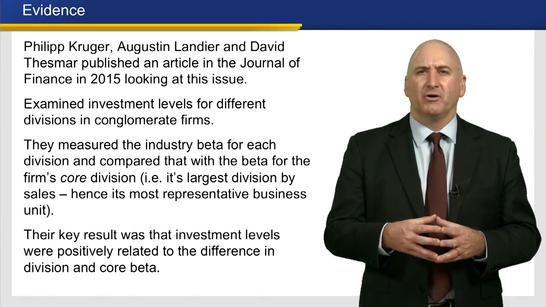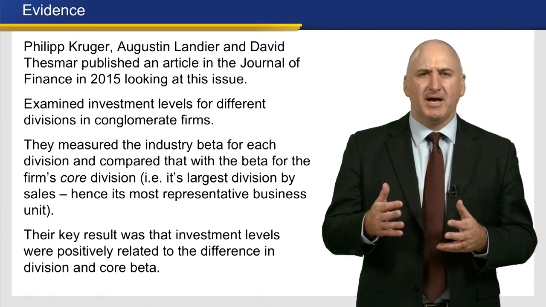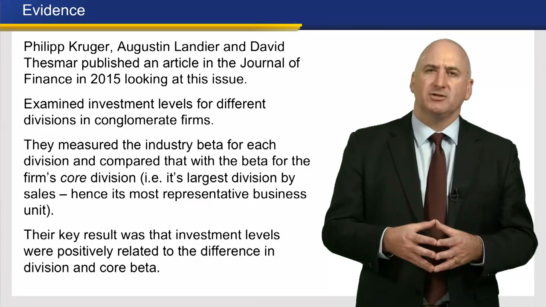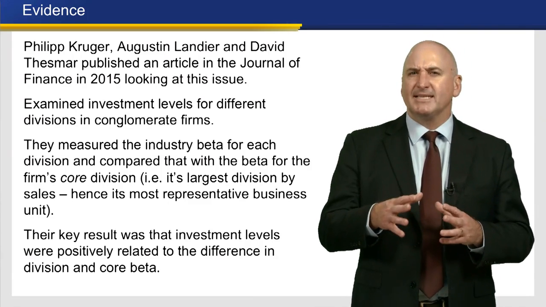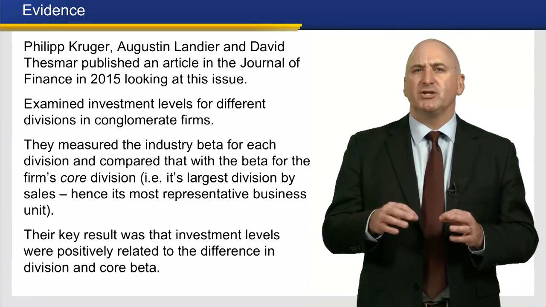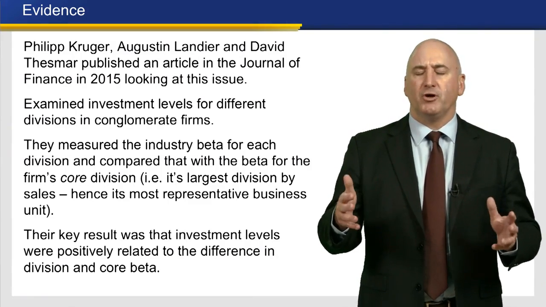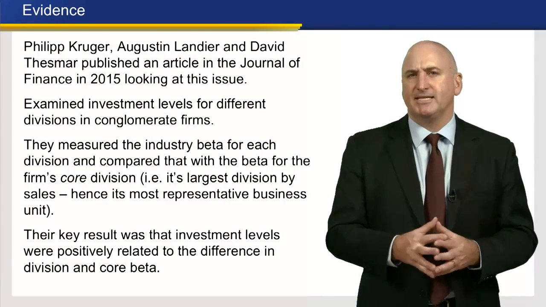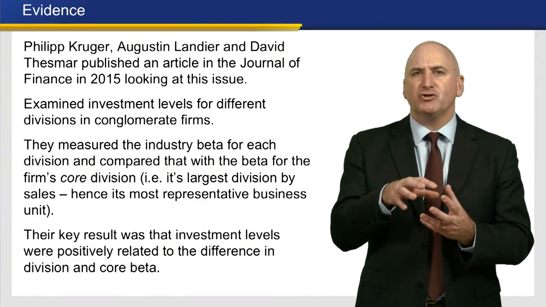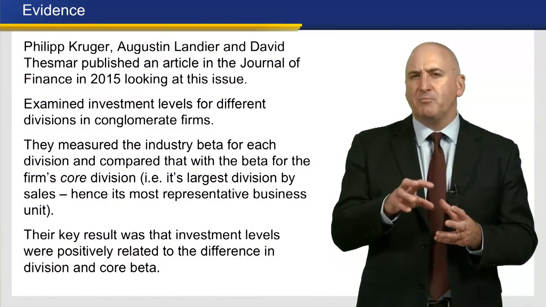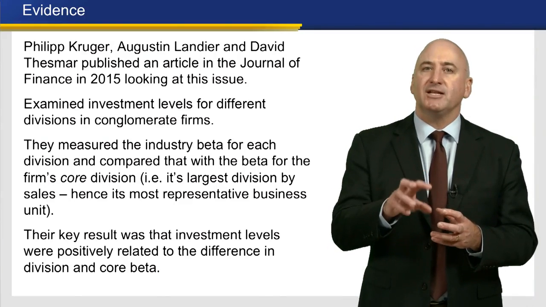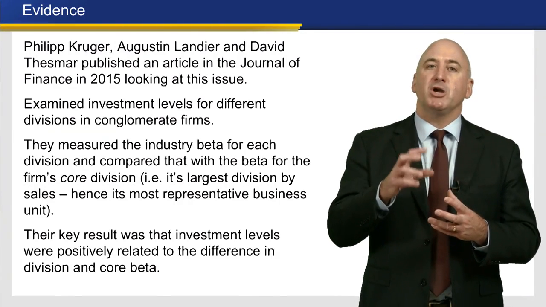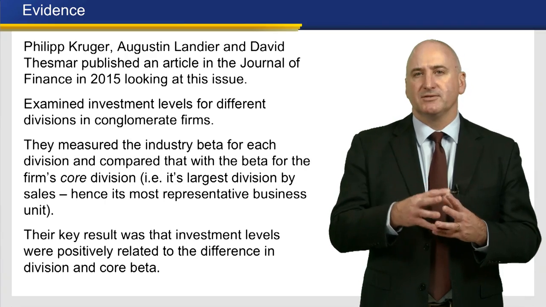Well, Philip Kruger, Augustin Landier and David Thesmar looked at this exact issue in an article published in the Journal of Finance in 2015. They examined investment levels for different divisions operating within conglomerate firms, that is, firms that operate over lots of different industry areas. And here's what they did. They measured the industry beta for each division, and they compared that with the industry beta for the largest division within the firm. The logic being that that largest division would be most representative of the overall business.